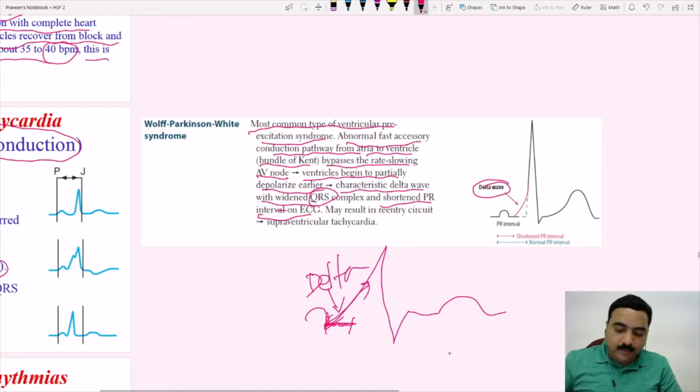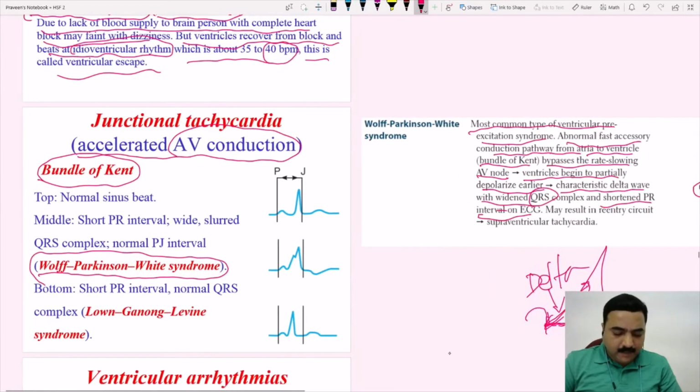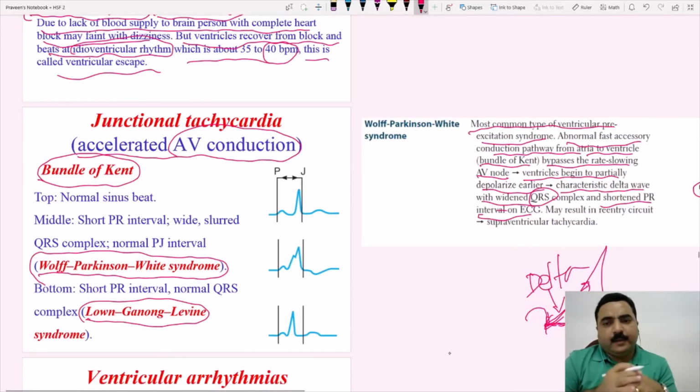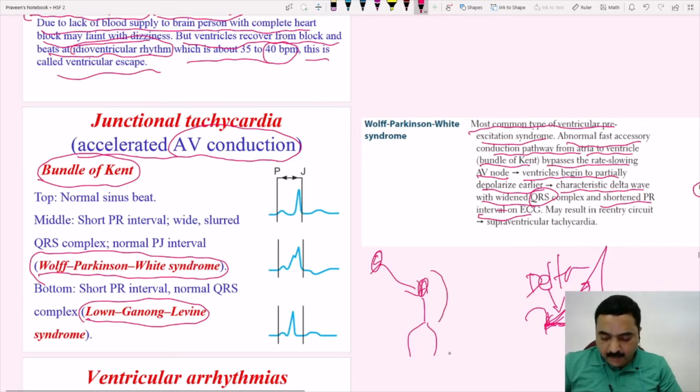Now there is a much less commonly asked one, that is LGL, very rarely asked from the exam point of view. This is also the same problem: there is an additional bundle that is causing the conduction to happen. You have the SA node, the AV node and the bundle of His, which then bifurcates into the left and right bundle branches. From the SA node the impulse goes to the AV node and then down, but you have an additional bundle. Normally this additional bundle is a muscle fiber which connects to the septal muscles, and then you get the conduction.